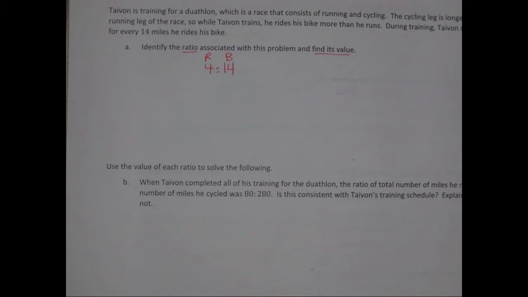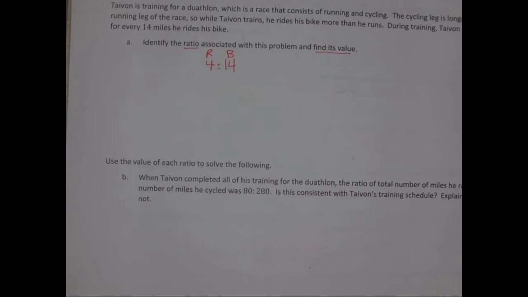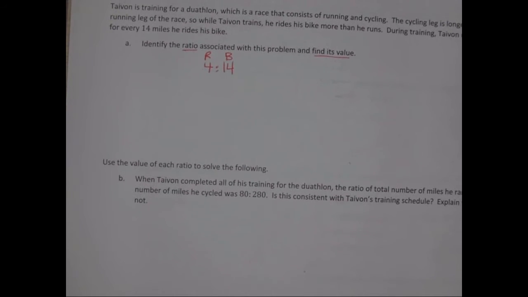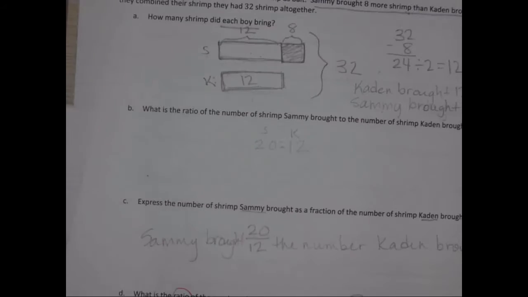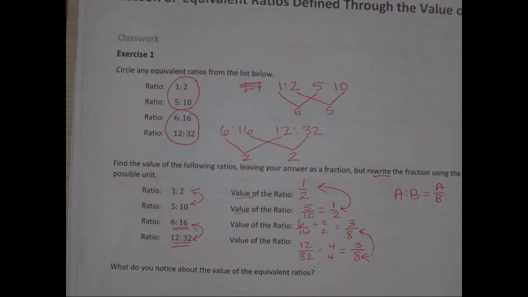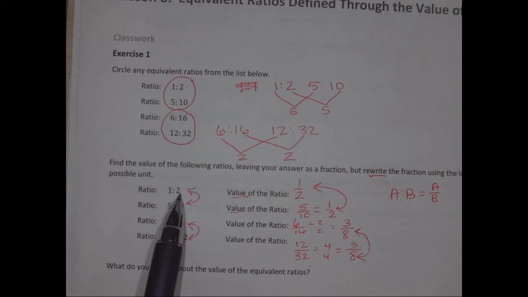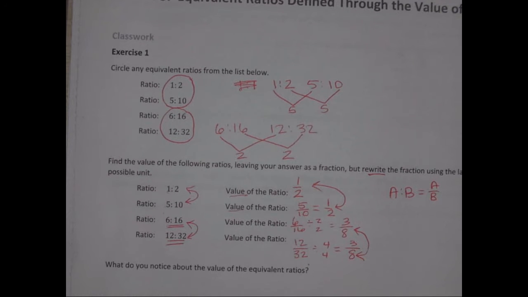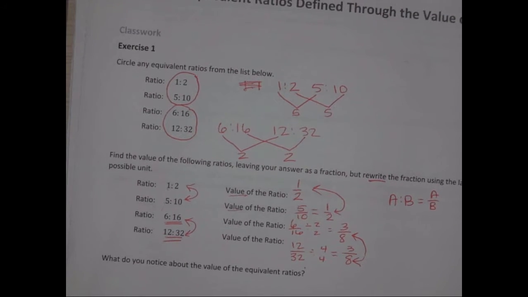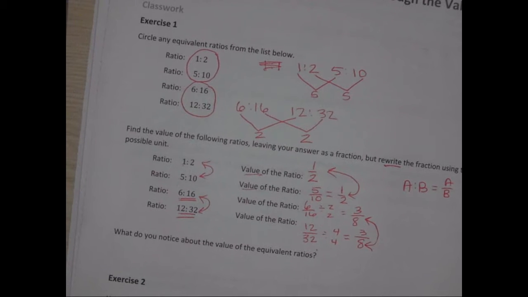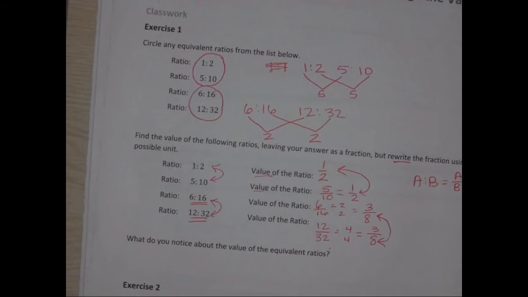Okay. Now we need to find its value. Now if I get stuck on a problem, and I know I've done this before, we did it together. We found the value of ratios before together. Let me look back and see, how did we do that? Well, here's the ratio. Here's the value. What did we do? Leilani, what did we do?